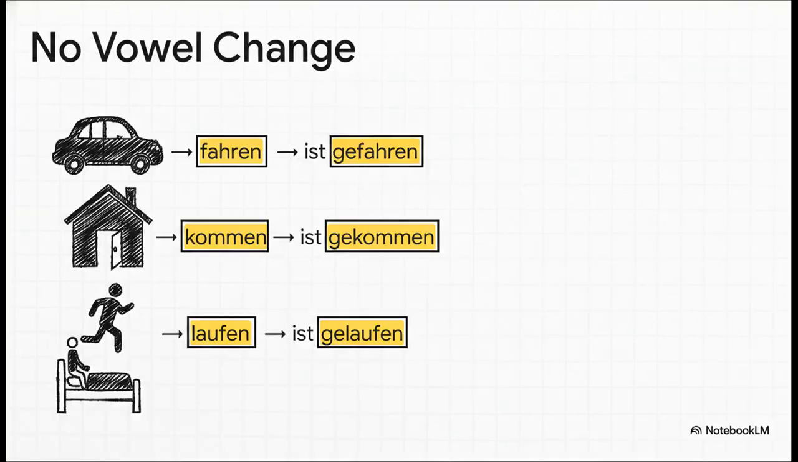I mean, just look at how beautifully simple this is. Fahren becomes gefahren. Kommen becomes gekommen. Laufen becomes gelaufen. Even a separable verb like aufstehen becomes aufgestanden. The core vowel sound stays exactly the same. It's a huge relief, isn't it?